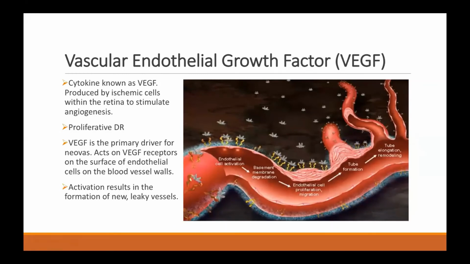So you've got a cytokine, which is a protein known as vascular endothelial growth factor. This is produced by ischemic cells within the retina to stimulate new blood vessels forming. So this protein is the driver for new vessels to be formed. It acts on the receptors on the surface of the endothelial cells, resulting in new vessels. You can see them attaching here, and then you get the tube formation, and then it elongates into new blood vessels.